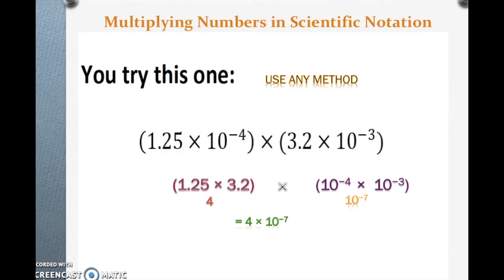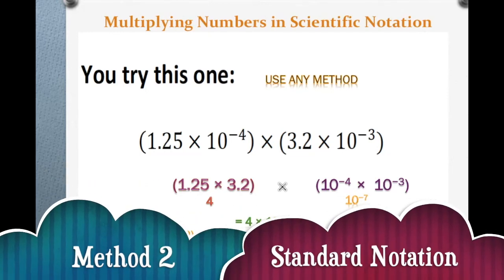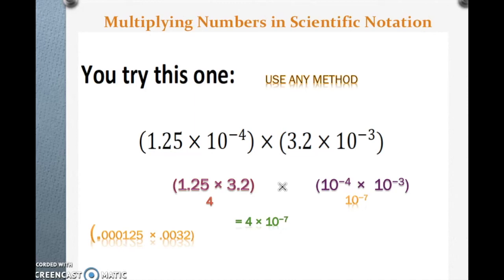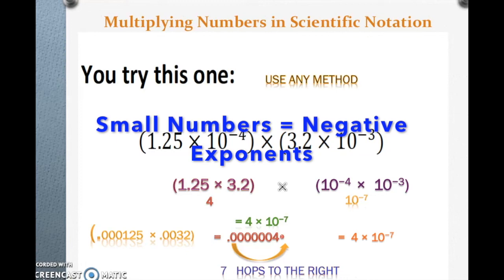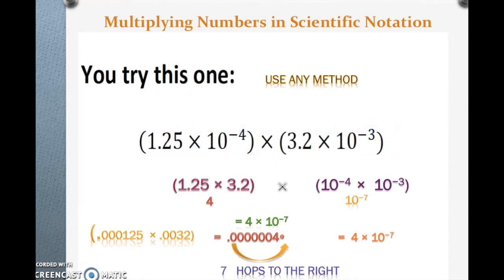Okay, for those of you who tried the other method, where you convert your first factors to standard notation, then you're going to get your answer in standard notation. Now remember, we always want to put our answer in scientific notation, and that number has to be between 1 and 10. So I would have to move my decimal places. So how many hops would I have to make? I would have to make 7 hops to the right to get my number between 1 and 10. Now we're going to convert it to scientific notation, leaving us with 4 times 10 to the negative 7 power.